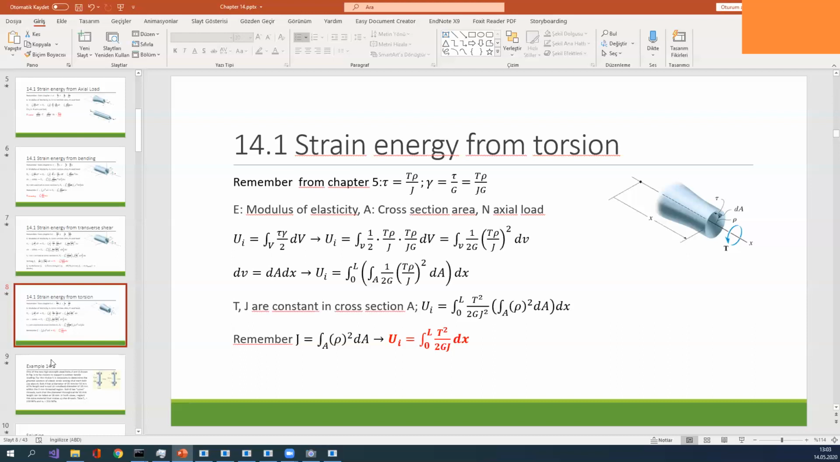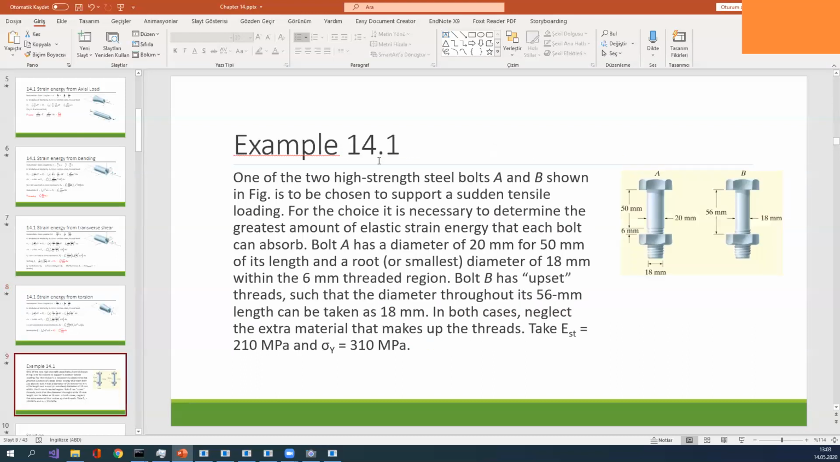Okay, let's start with example 14.1. We have two types of bolts available, bolt A and B, shown in this figure. In the first figure, the bolt length is a little bit different, and don't think about the part after this. We are concentrating just on the 56 millimeter part. This part is not important.